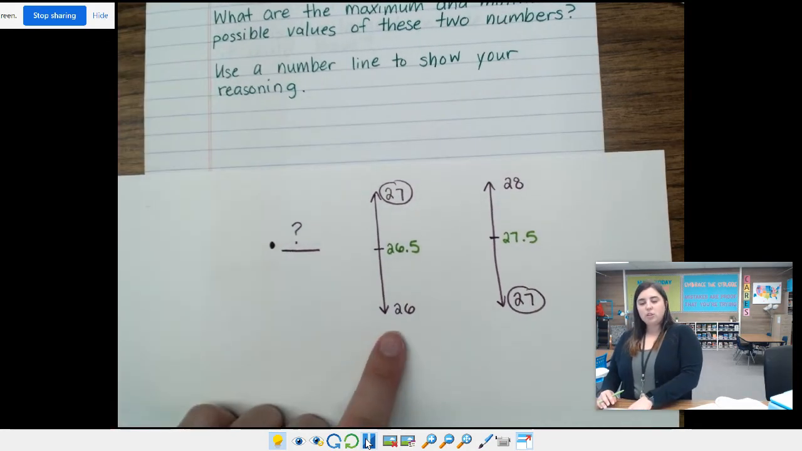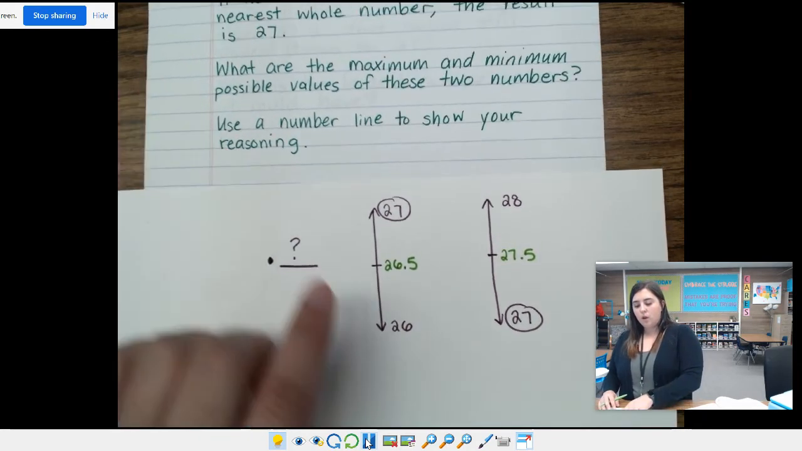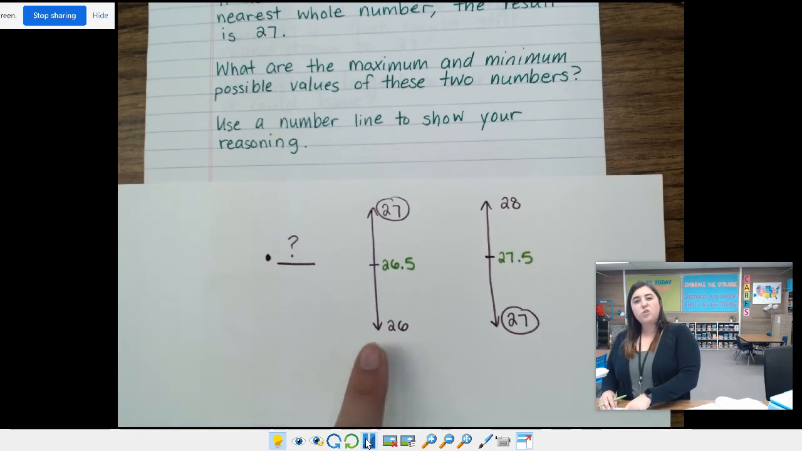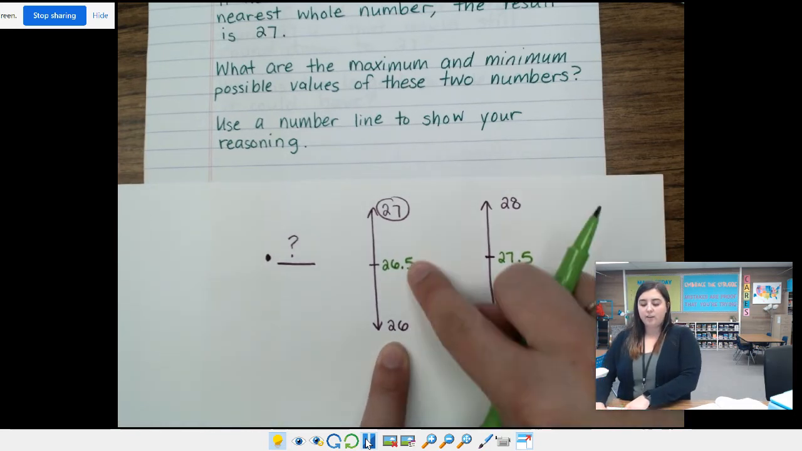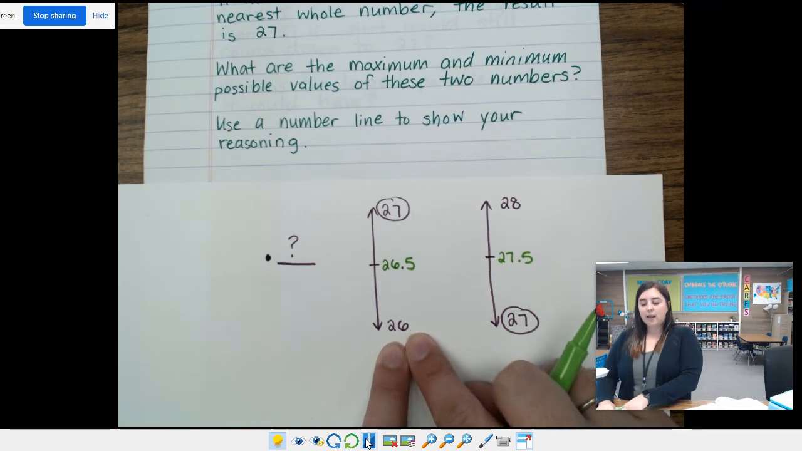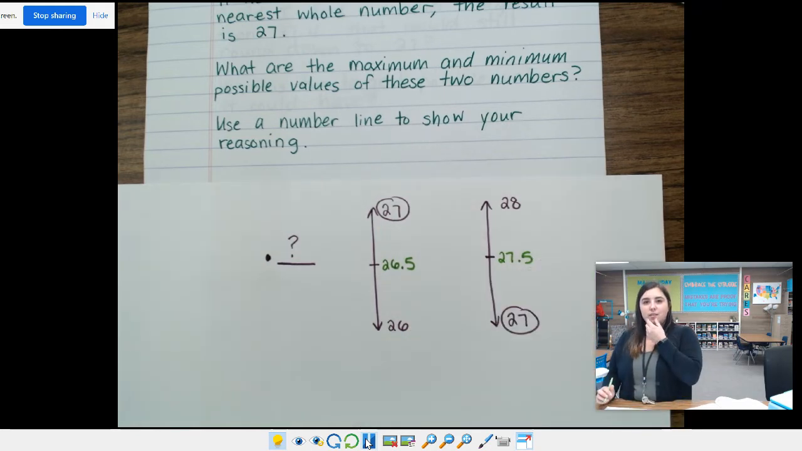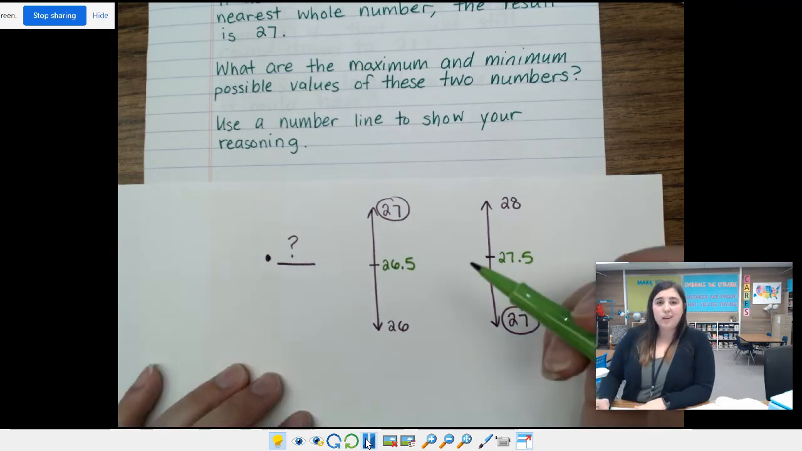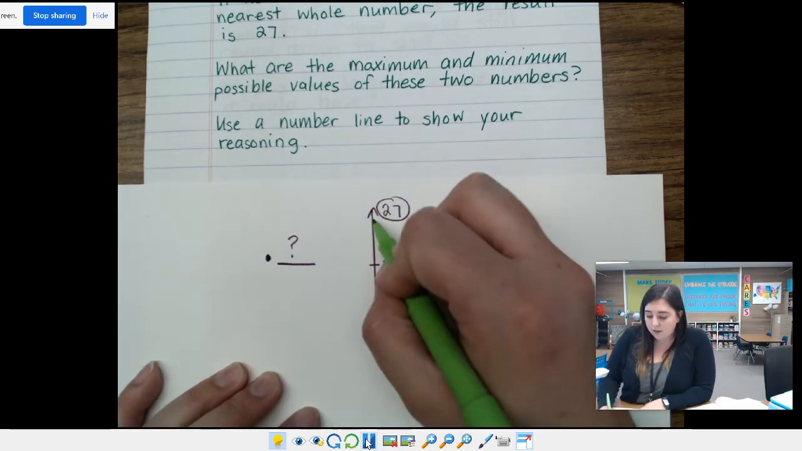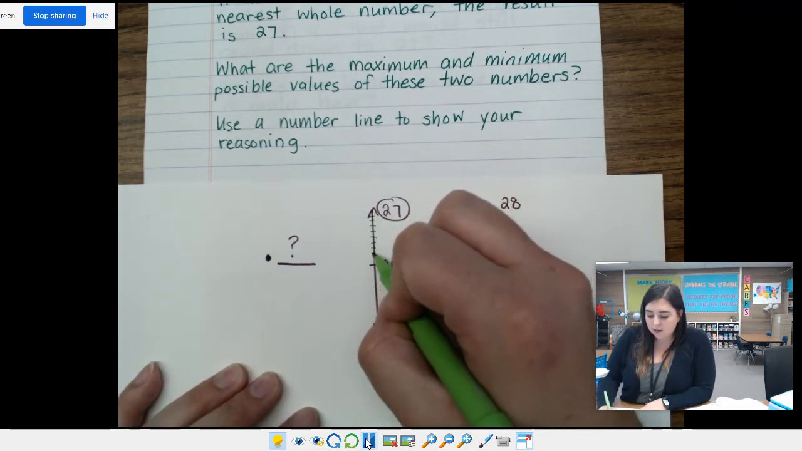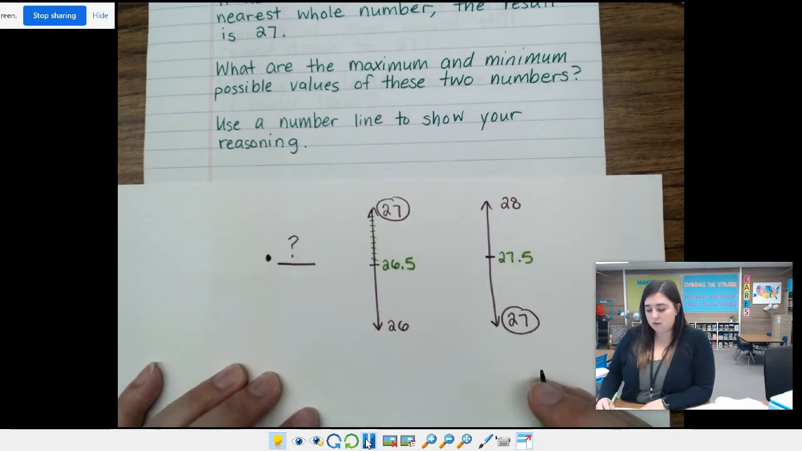So first I want you to tell me, what would be the smallest number I could have on here that would still allow me to round up to 27? What would that be? Possibly if you need more time to think. Well, I know I could have anything that's along here, and there are so many numbers.